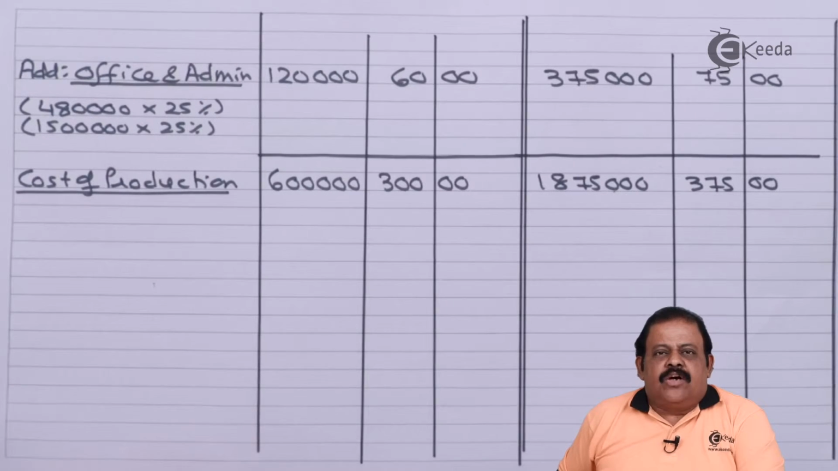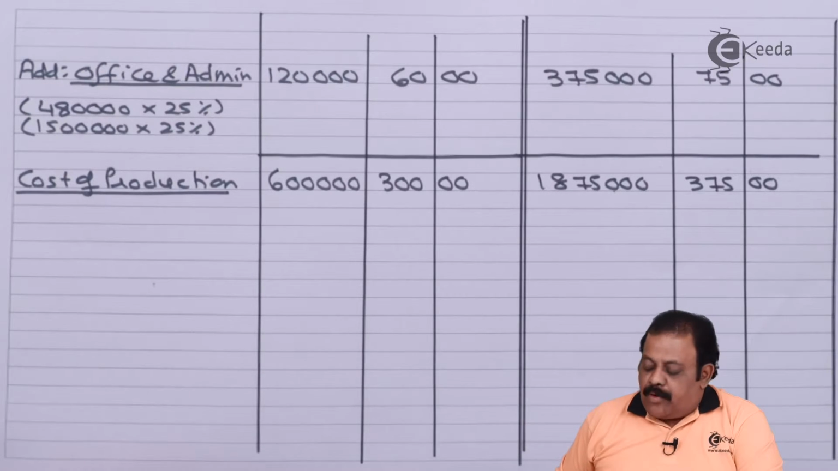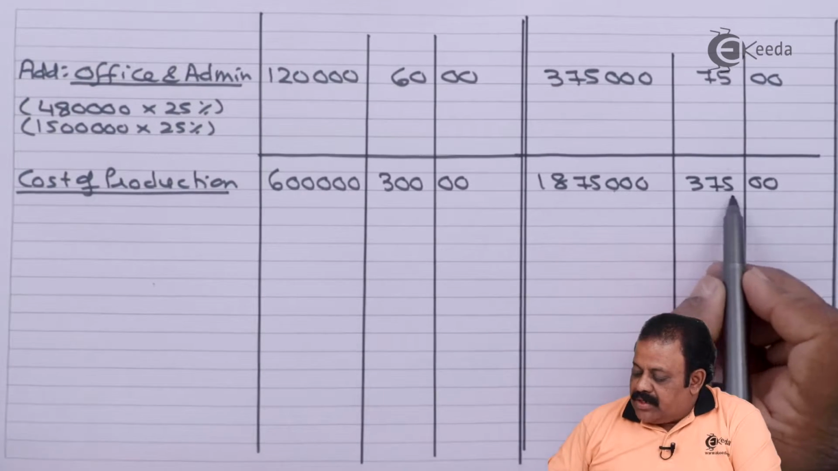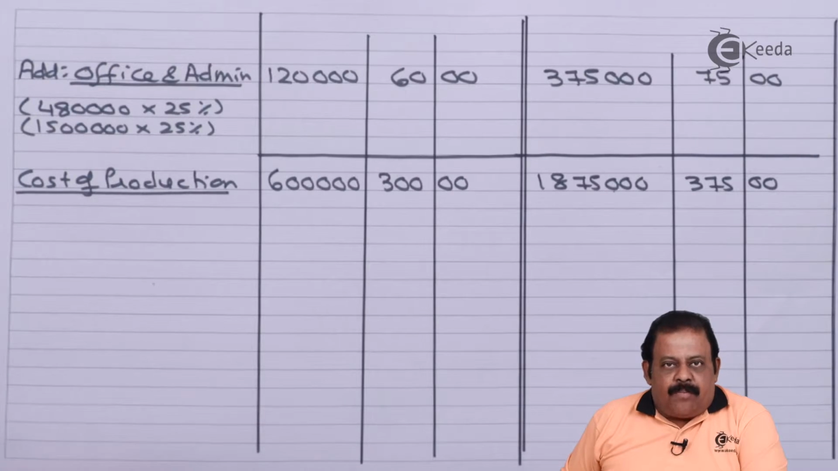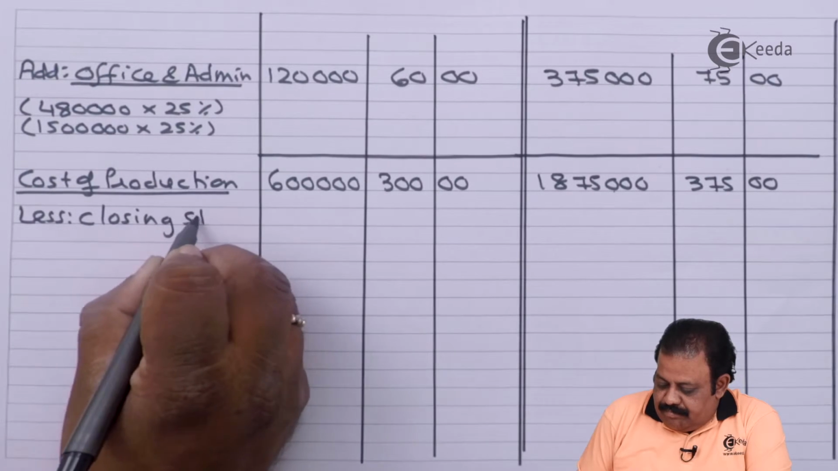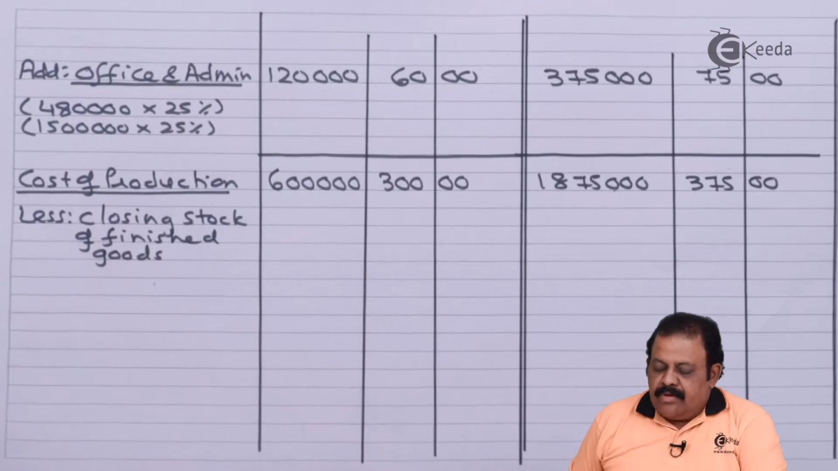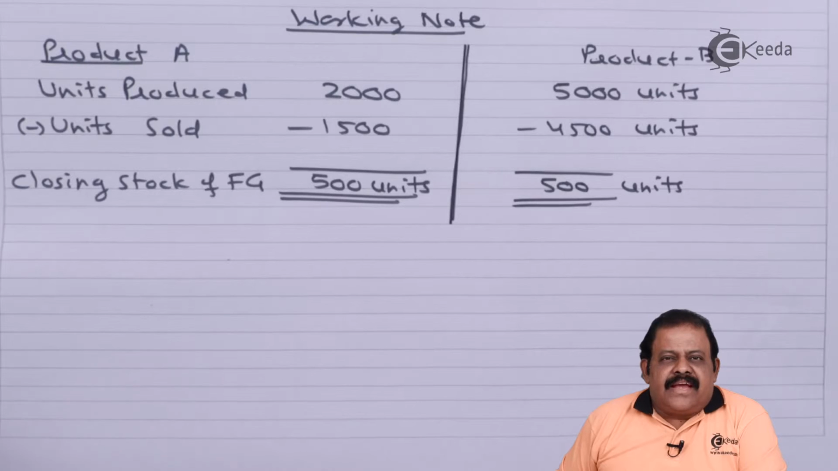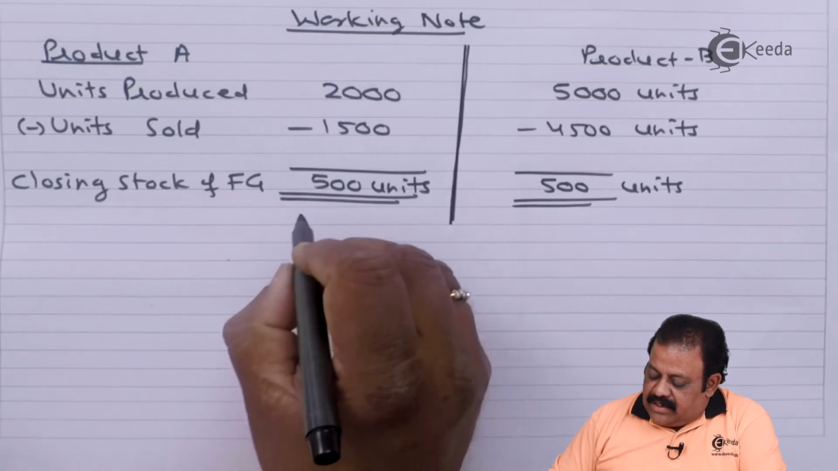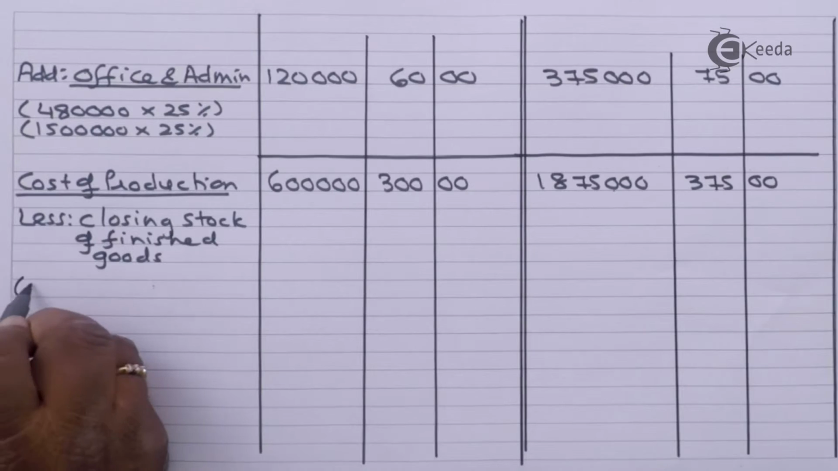So we have arrived at cost of production. In case of product A, 6 lakhs, per unit 300. In case of product B, 18 lakhs 75,000, per unit 375. We have to add opening stock. There is no opening stock in the question. We are required to deduct closing stock. Closing stock of finished goods in case of product A, we have calculated it is 500 units. In case of product B also 500 units.